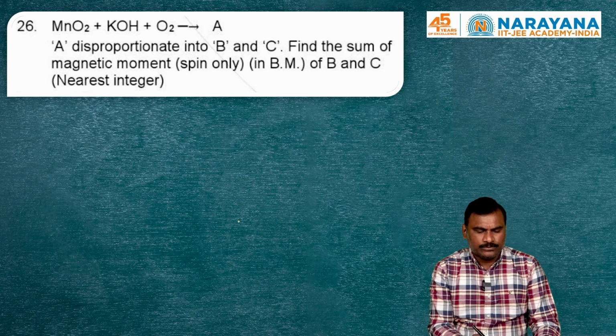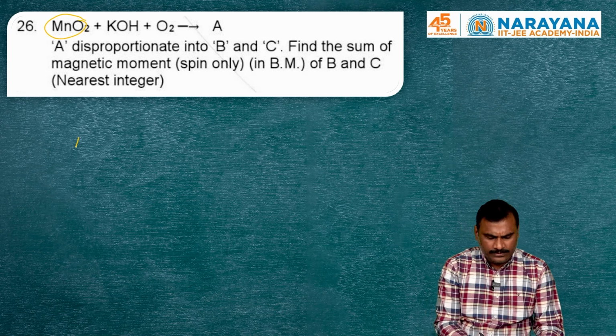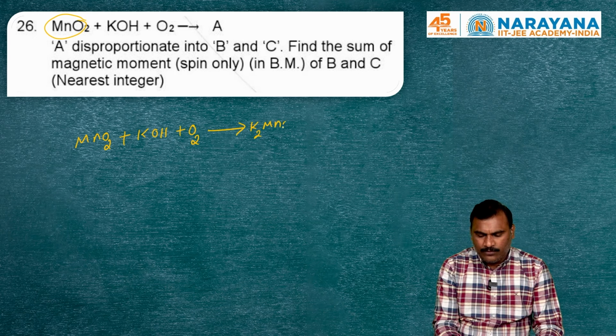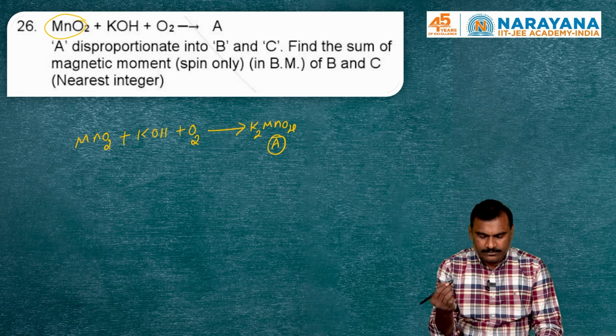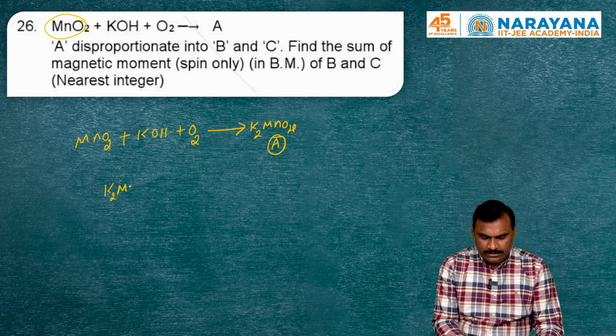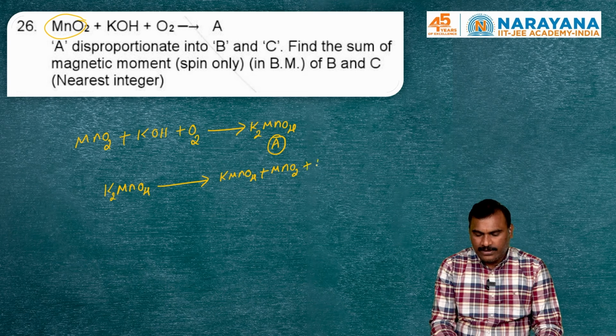MnO2, KOH and O2. This is pyrolusite. That means preparation of KMnO4. Here, MnO2 when reacted with KOH in the presence of oxygen gives K2MnO4 as A. A disproportionates into B and C. K2MnO4 disproportionation in the acidic medium gives KMnO4 plus MnO2 plus H2O, that is B and C.